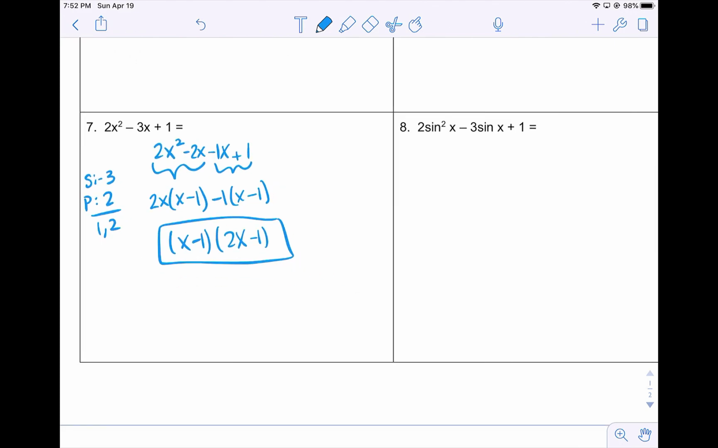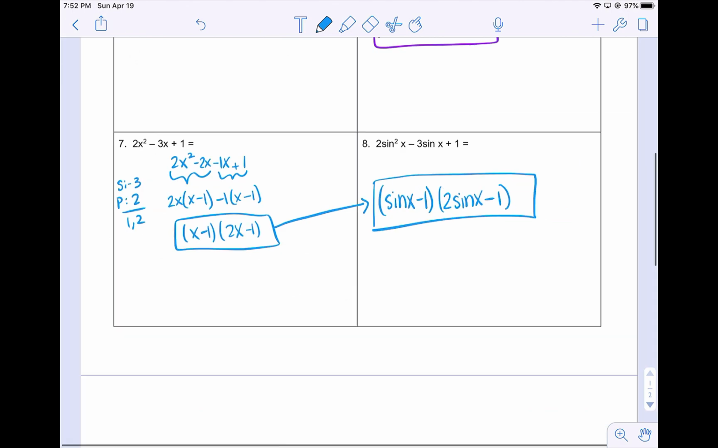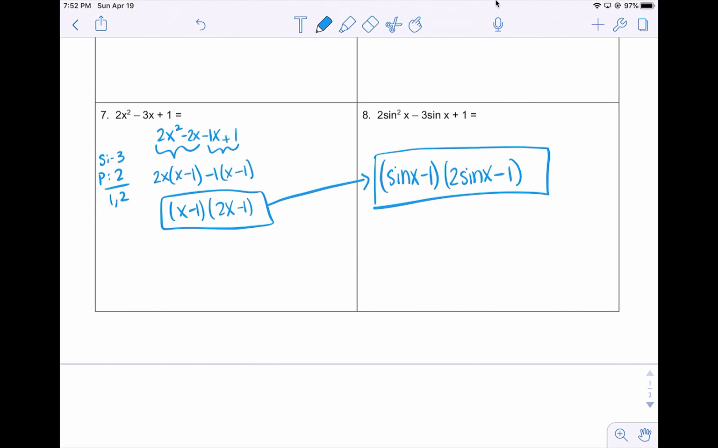For number 8, it's the same thing, just with the word sine. I'm going to take this answer, and wherever I see the letter x, I'm going to replace it with the word sine x. And that is how you factor trig functions.